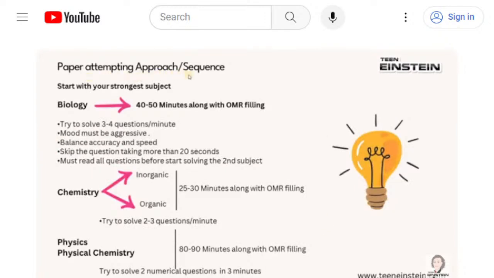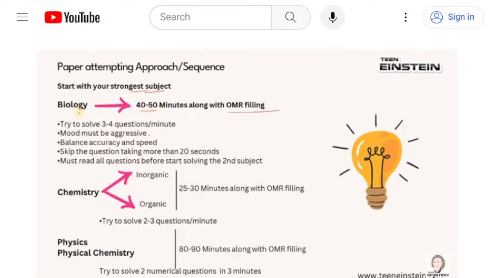Now the paper attempting sequence or approach is also very important to score better. So my suggestion is to start with your strongest subject, and I believe biology must be the strongest subject for you, because you have chosen the medical line. By default you will know biology better than other subjects. So you must solve the biology paper, all botany, zoology, etc. within 40 to 50 minutes along with OMR filling.